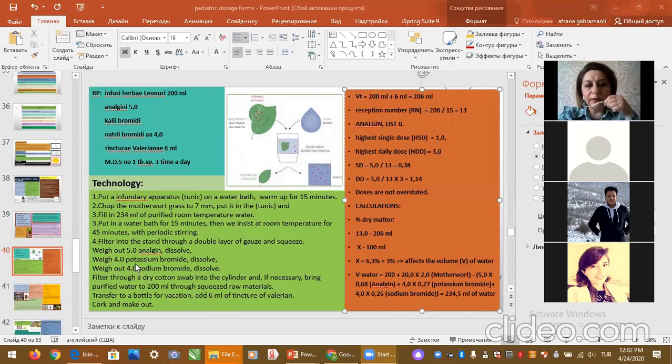And after we weigh 4 gram potassium bromide, dissolve. After we weigh 4 gram sodium bromide and dissolve it, filter through a dry cotton swab into the cylinder, and if necessary, bring purified water to 200 ml through the squeezed raw materials. Transfer to a dispensing bottle, add 6 ml of tincture of valerian, cork, and make the labeling. And how must we label? Who can say how we must label this prescription?